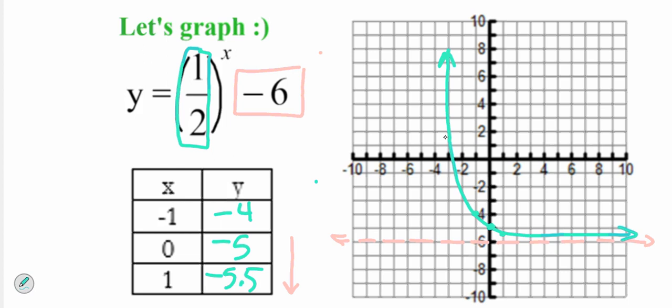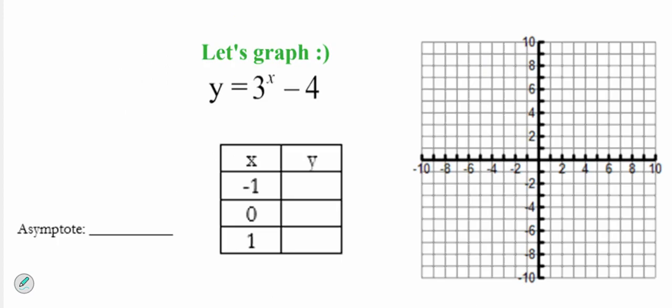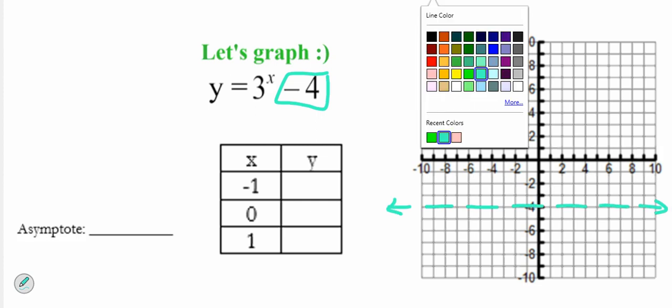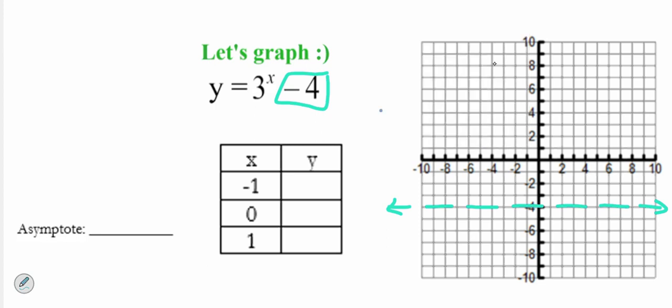Okay, let's do another one. All right, so this one looks like one we've already done. Let's go ahead and start with the asymptote, right, at negative 4. Let's go ahead and put our asymptote there. Then go ahead. You all are good at pausing and using your calculator, so go ahead and do that and come back, and we will meet together.